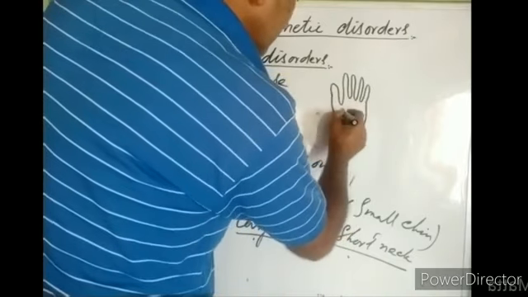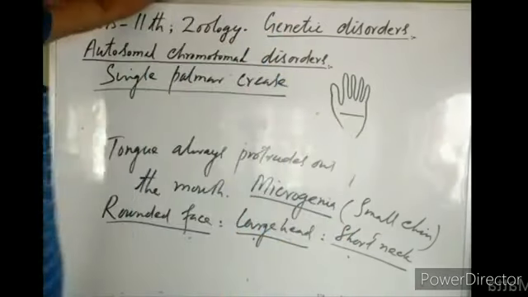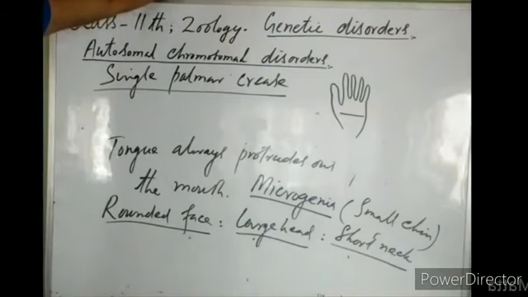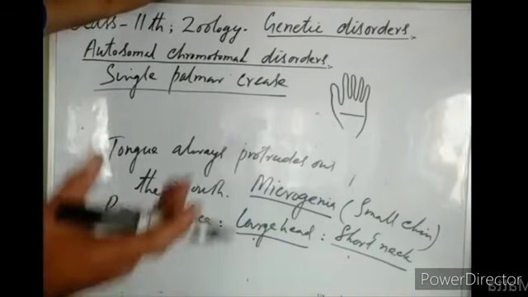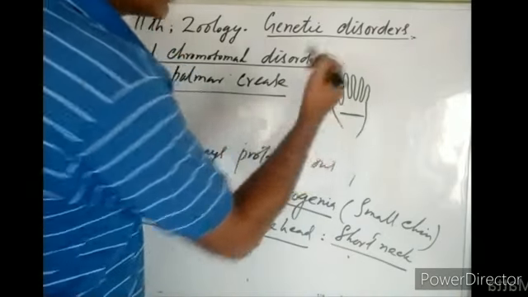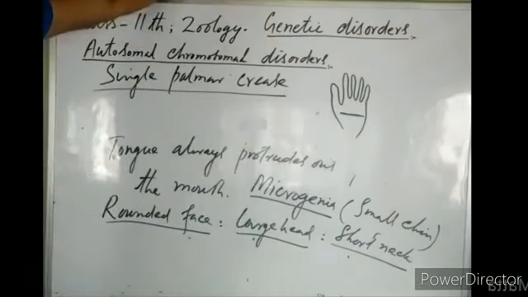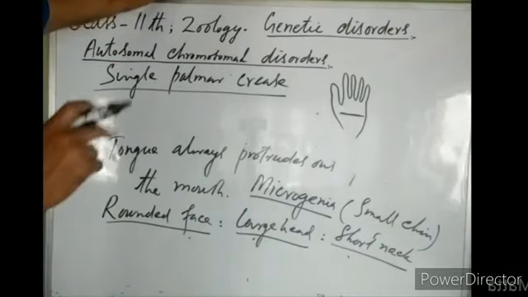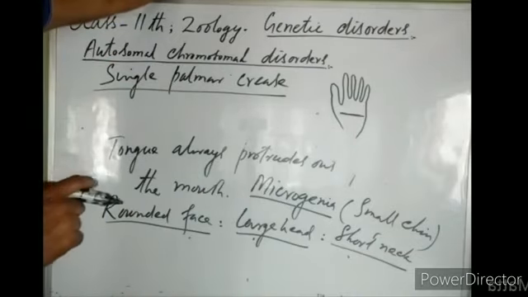They have got a single crease in the palm. They don't show many lines in the palm. They have got a single fold in the palm. Their hands are fluffy. So these fluffy hands show a single line, a single crease in the middle. That is known as single palm crease.